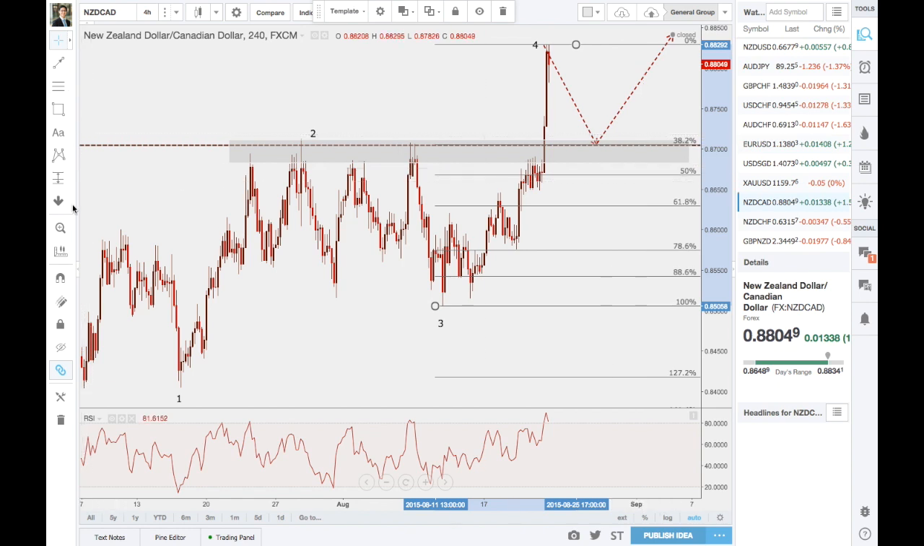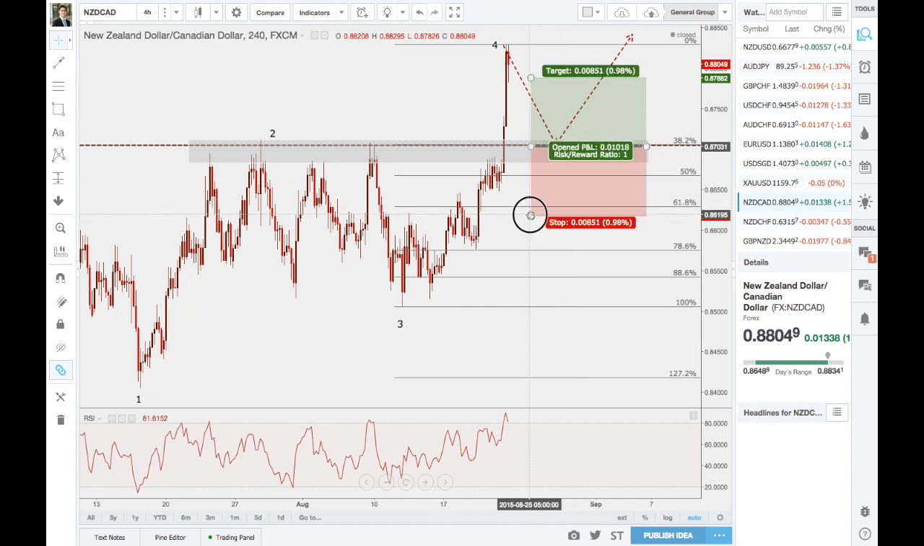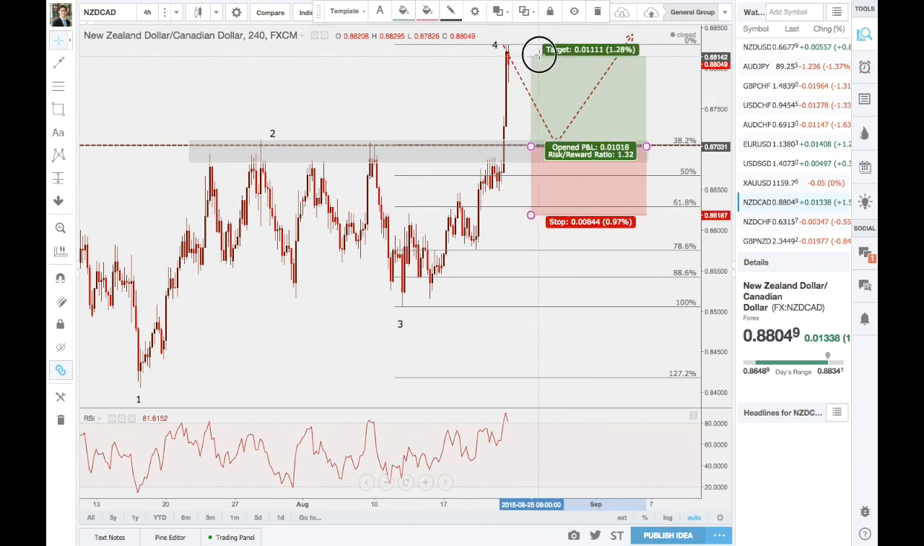Alright, so if I show it to you, if price comes down, this is where we'll be buying. Our stops will be just below 618. Our first target will naturally be at a previous high, and if you look at this, the risk to reward is decent as well.